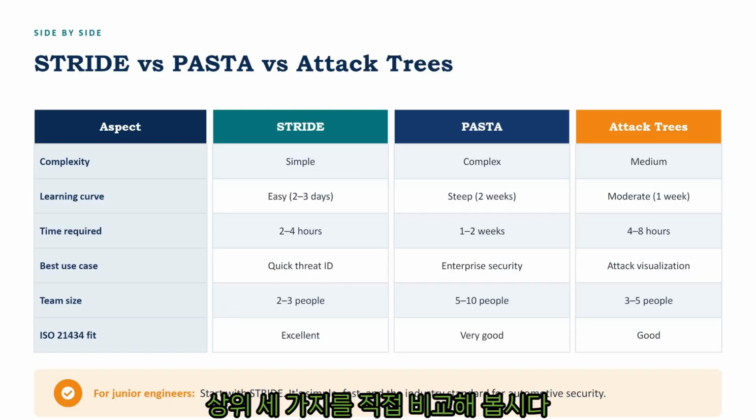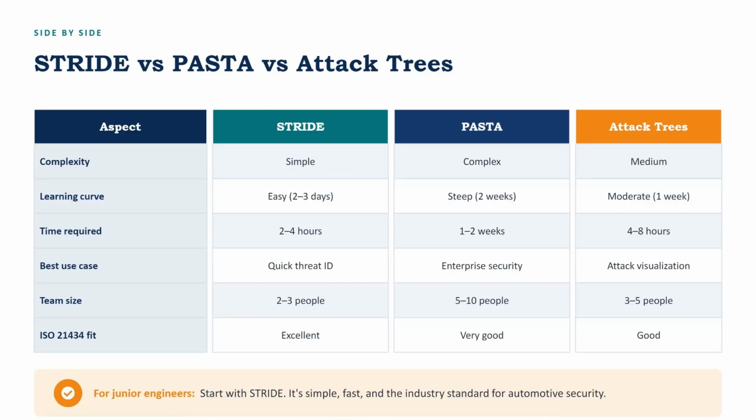Let's put the top 3 head-to-head. Complexity. STRIDE is simple. PASTA is complex. Attack trees are medium. Learning curve. STRIDE, 2 to 3 days. PASTA, 2 weeks. Attack trees, 1 week. Time to run. STRIDE, a few hours. PASTA, 1 to 2 weeks. Attack trees, half a day.